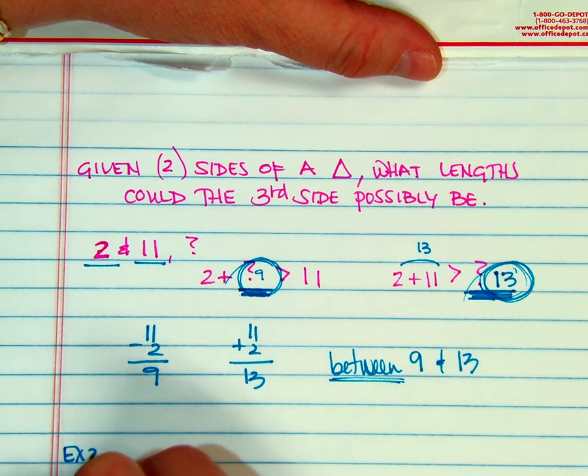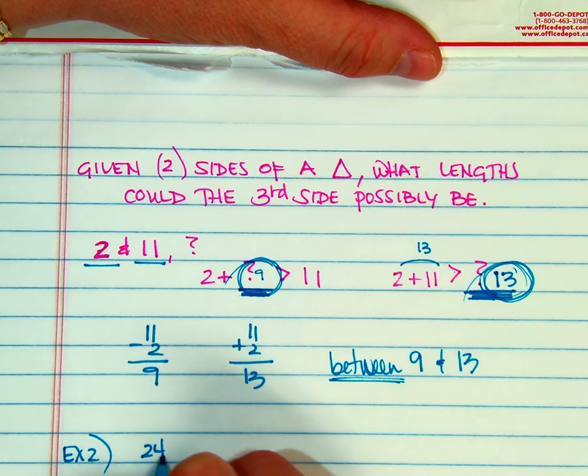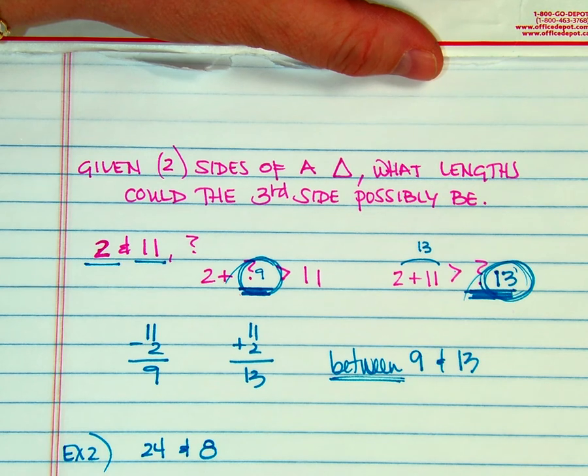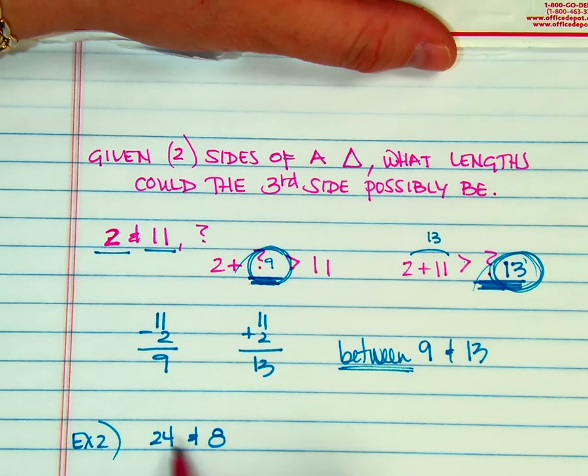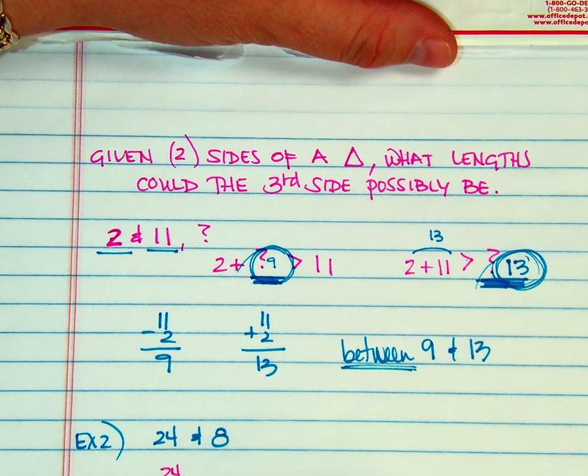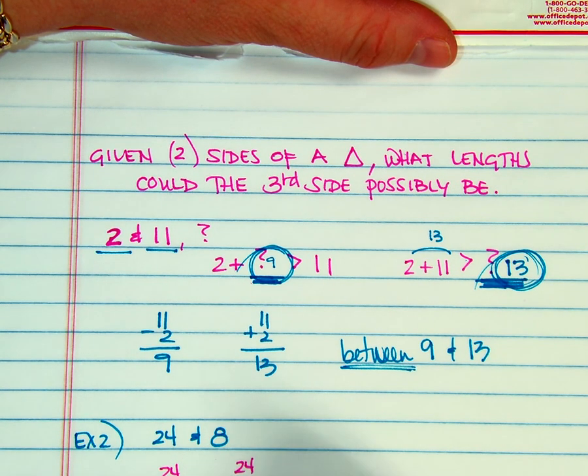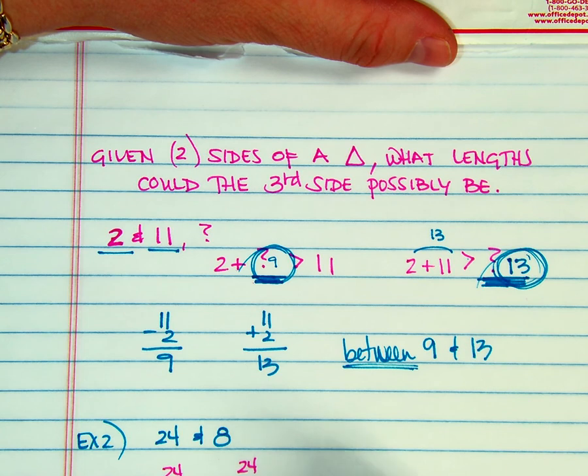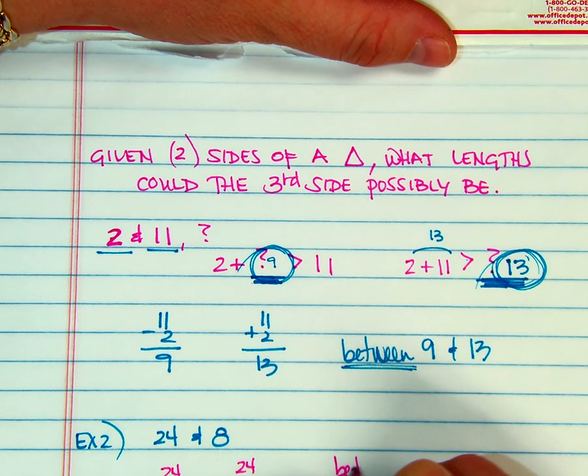Let's do example 2. If I have 24 and 8, what could the range of my third side possibly be? I'm going to subtract them, get 16, and I'm going to add them and get 32. So I know my third side has to be somewhere between 16 and 32.